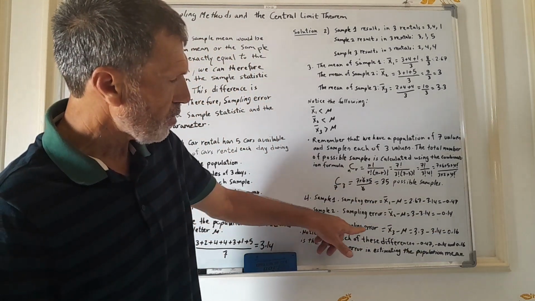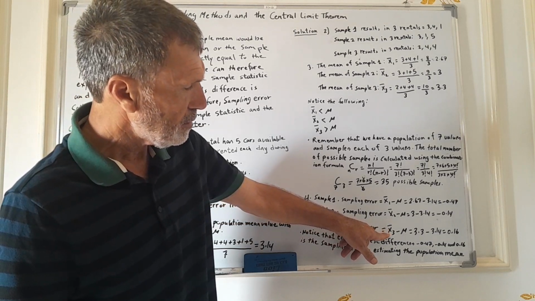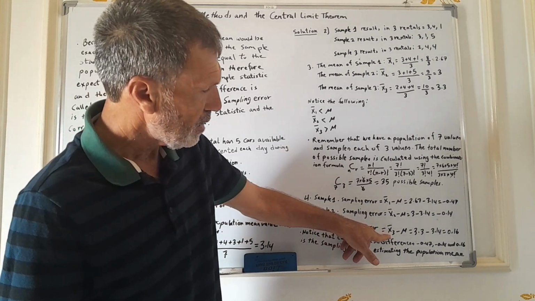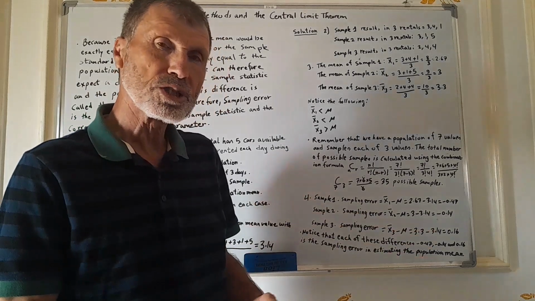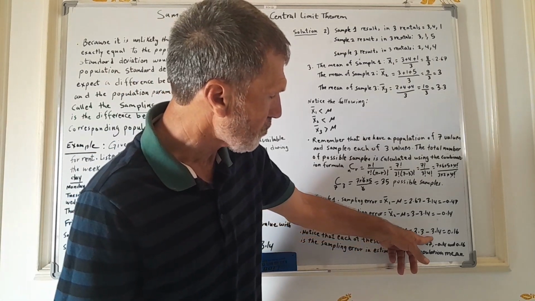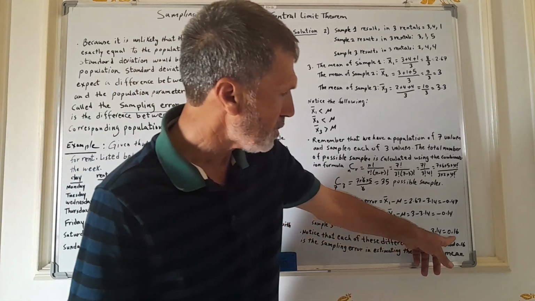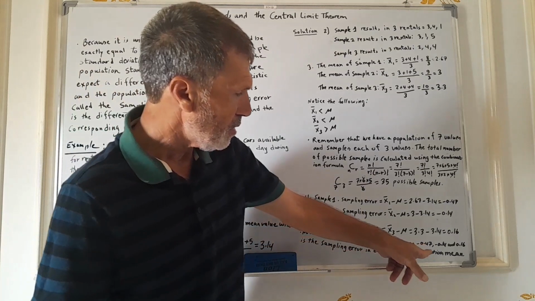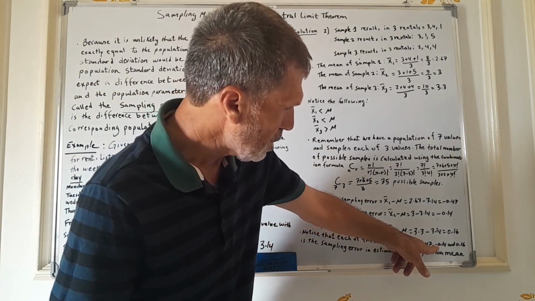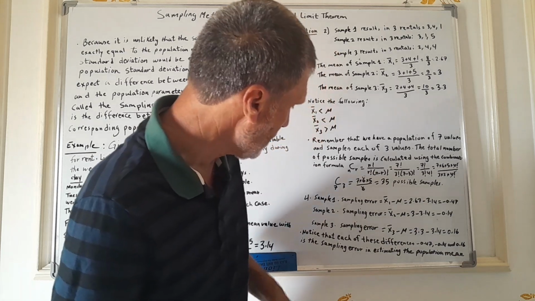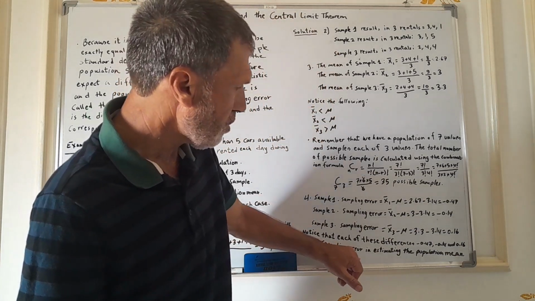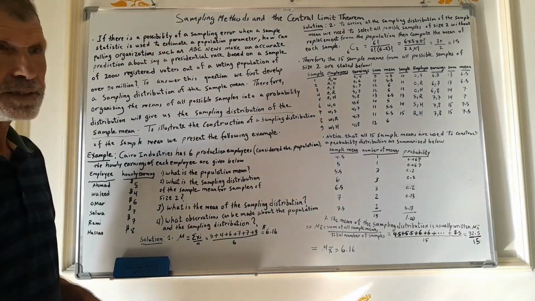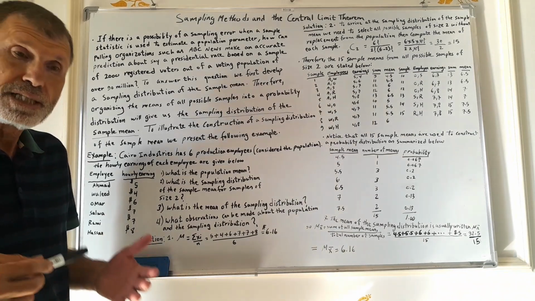We come up with minus 0.14. Sample 3, sampling error is the sample mean of sample 3, of course, minus mu, which is the population mean. We come up with 3.3 minus 3.14, and we come up with 0.16. So notice that each of these differences, which is minus 0.47, minus 0.14, and 0.16, is the sampling error in estimating the population mean.